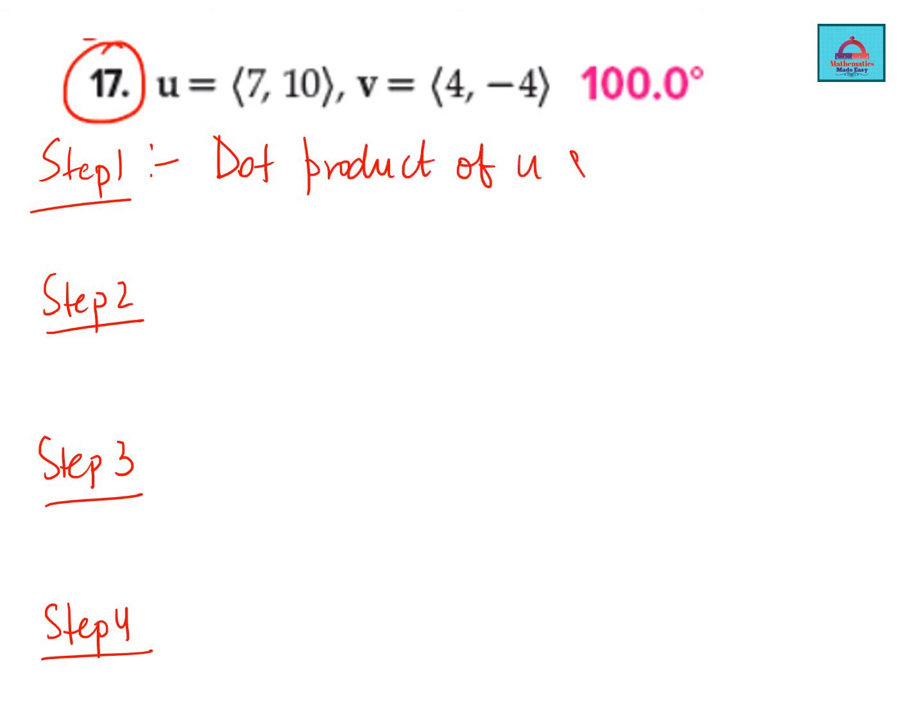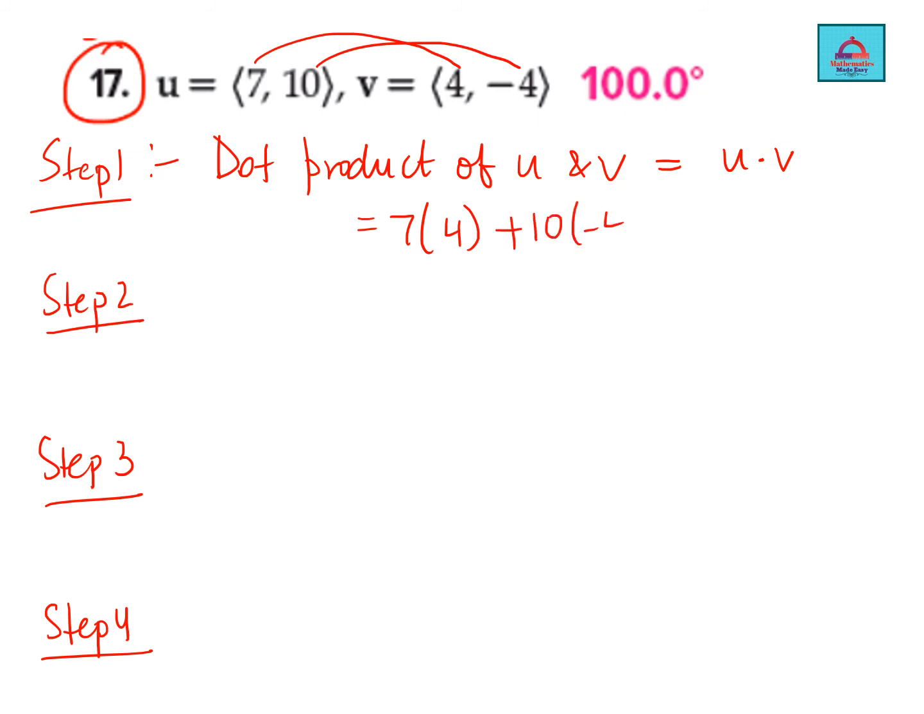So step 1 is to calculate the dot product of u and v. That means u dot v. Here it means you will take the x with x, y with y. So 7 with 4 plus 10 with minus 4. So how much is this? 7 multiplied with 4 is 28. There is a negative sign, negative of 40. So now you just subtract them both and you get negative 12. So you've got the numerator.